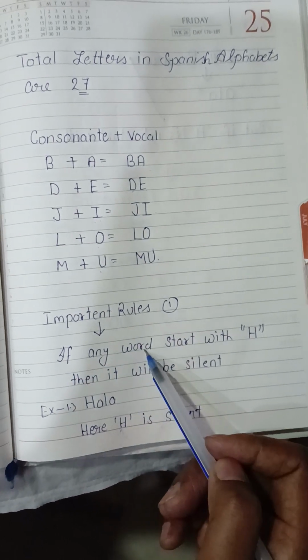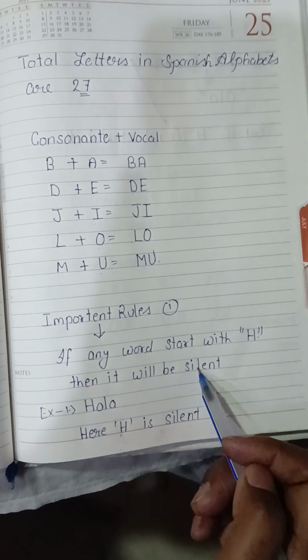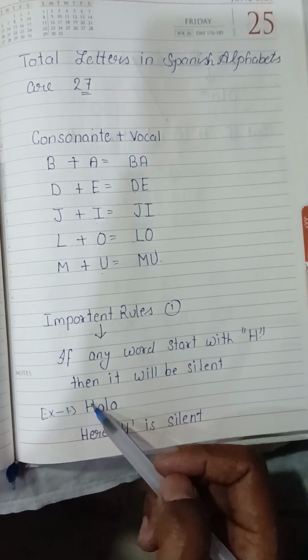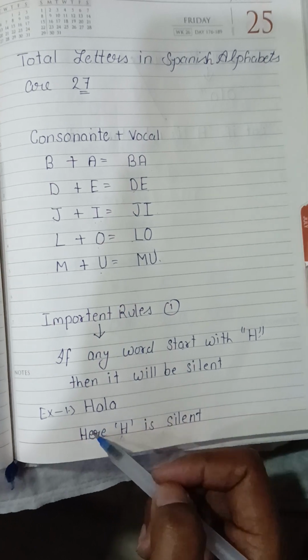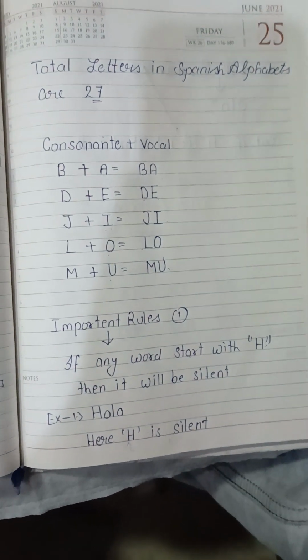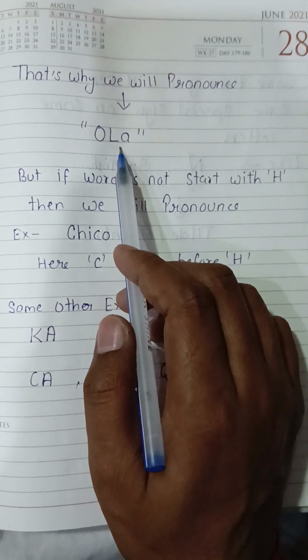Okay friends, and there are some important rules. If any word starts with H, then it will be silent. I mean, H will be silent. Here is one example, like hola. We will write HOLA, but here H is silent.